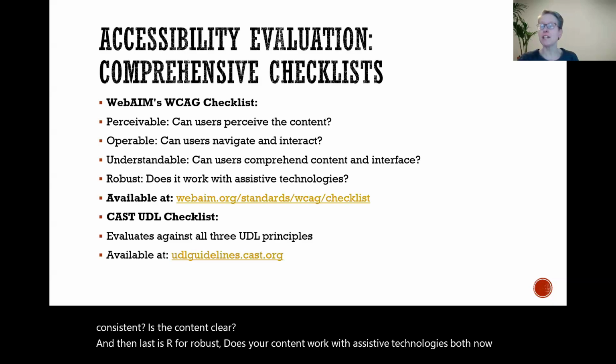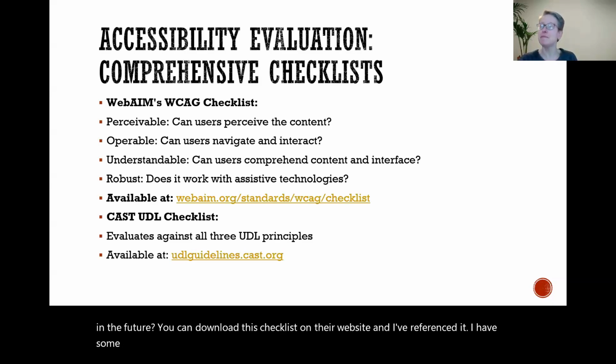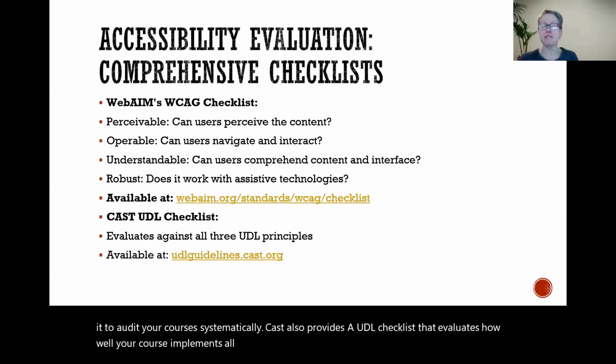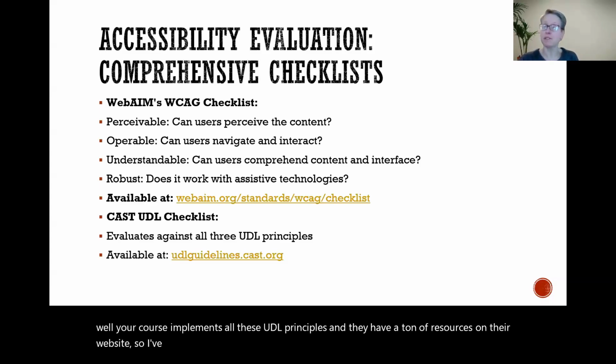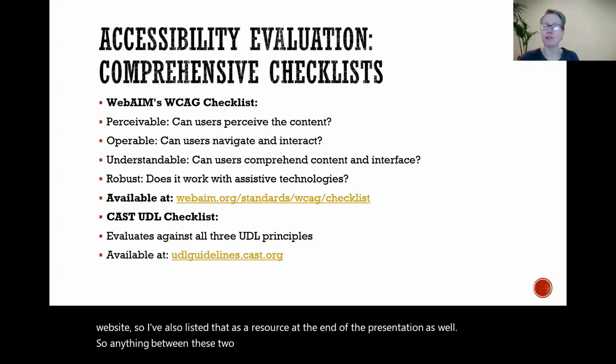You can download this checklist on their website, and I've referenced it. I have some references at the end of my presentation. And so I would recommend saving it and using it to audit your courses systematically. CAST also provides a UDL checklist that evaluates how well your course implements all these UDL principles. And they have a ton of resources on their website. So I've also listed that as a resource at the end of the presentation as well. So I think between these two checklists, that gives you a pretty good framework for evaluation.